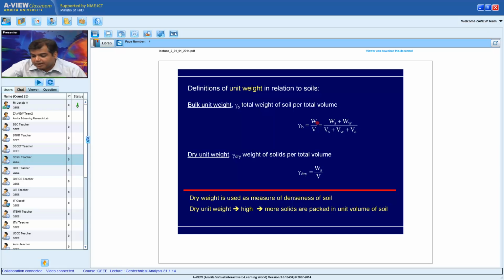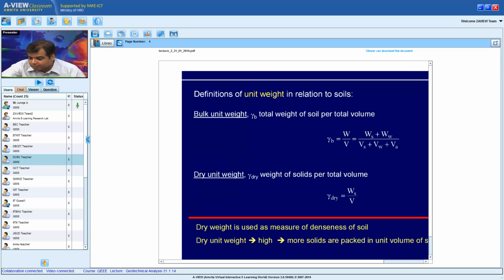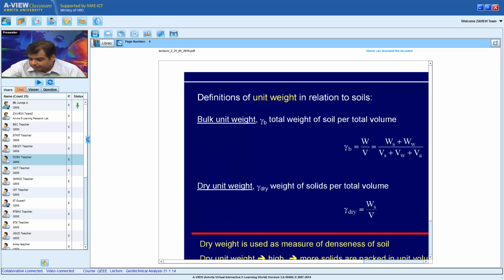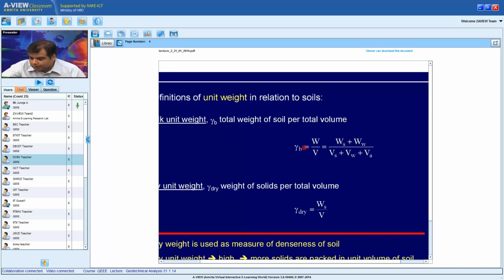Let's look at the bulk unit weight. The bulk unit weight is the total weight, meaning weight of solids plus the weight of water. I'll probably zoom in, make it slightly more clear. So bulk unit weight is weight of solids plus weight of water in the numerator over the total volume. Total volume would be the volume of solids plus the volume of voids. Volume of voids being volume of water plus volume of air.